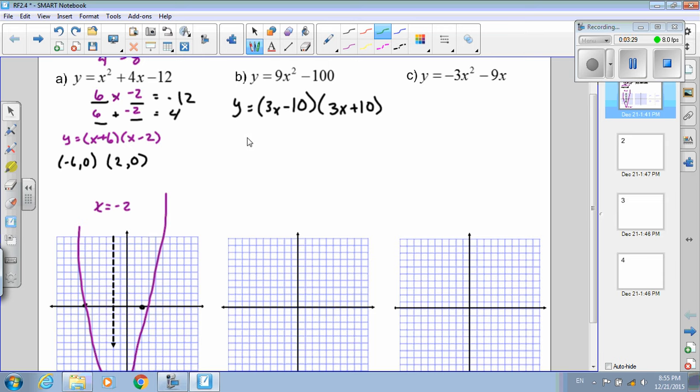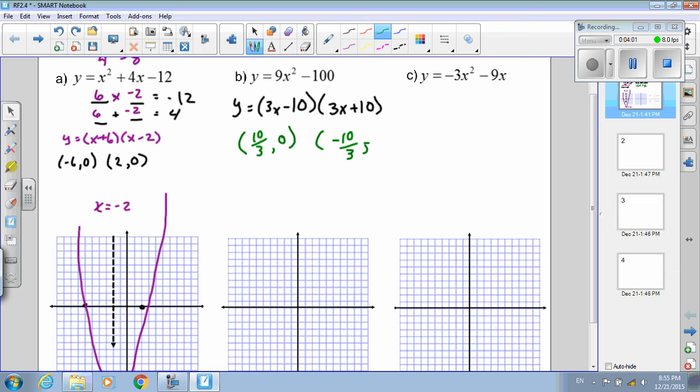So what are my roots? Well, when is y going to be 0? You can solve each one if you like, but basically it's going to be at 10 over 3, so my roots would be 10 over 3, 0, and then negative 10 over 3.